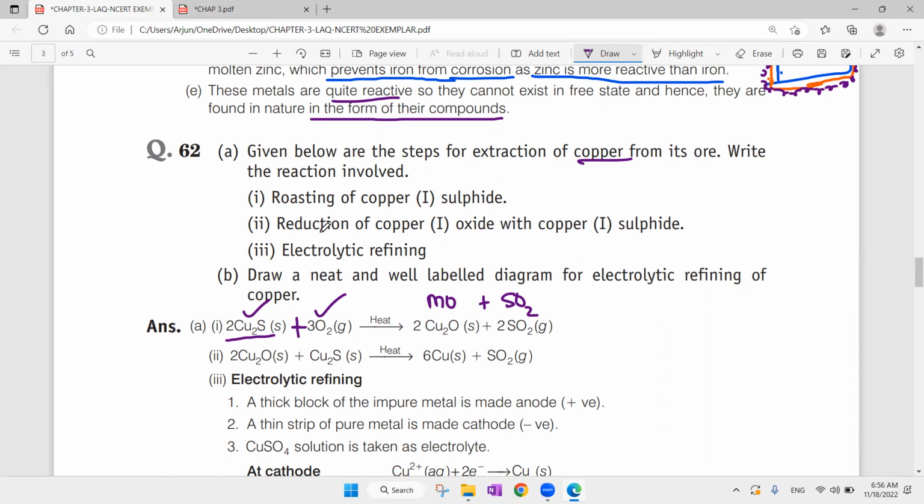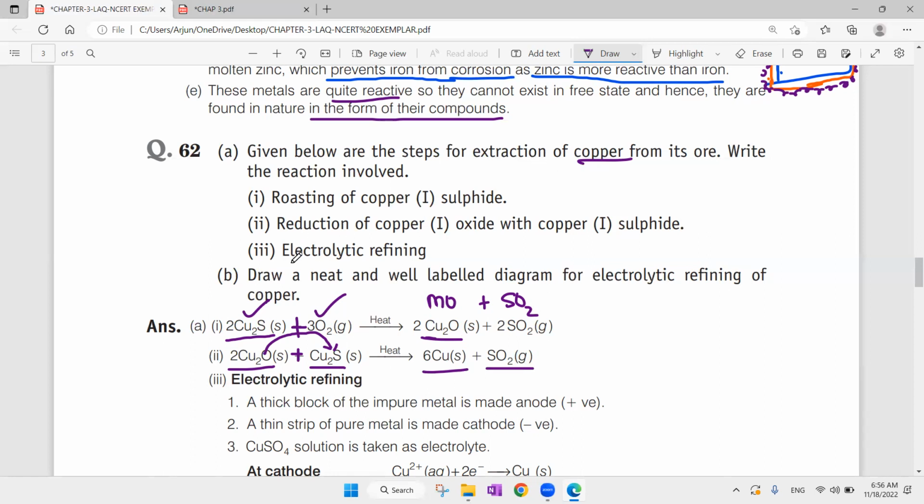Now, reduction of copper oxide with copper sulfide. The second one: take this Cu2O we got and add copper sulfide to it, so that the reduction process can be observed. Oxygen is removed from the copper and added to the sulfur, so that we get sulfur dioxide gas and copper is extracted.